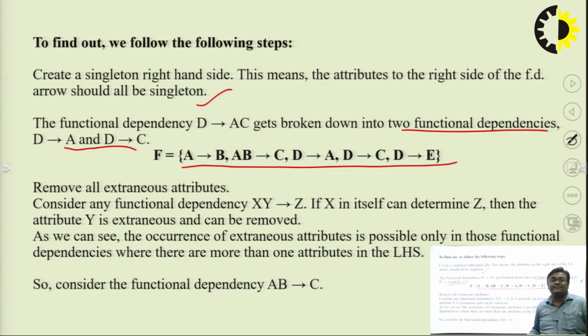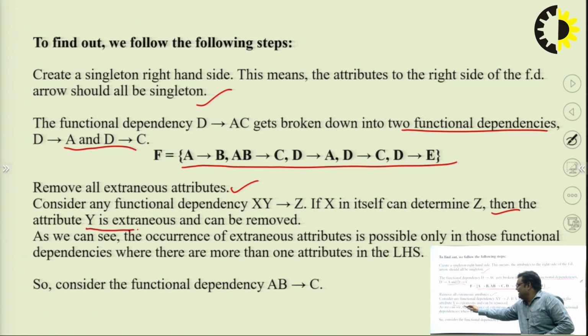Now we have to remove extraneous attributes. Consider any functional dependency XY to Z. If X in itself can determine Z, then what is the use of Y here? Then the attribute Y is extraneous and can be removed.